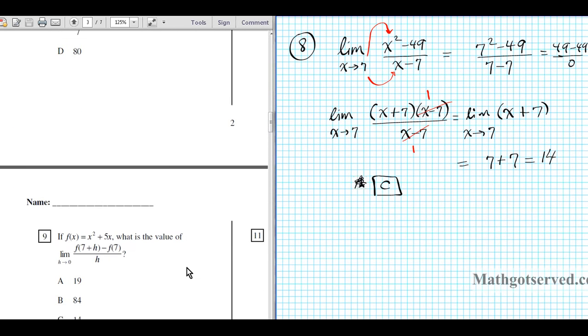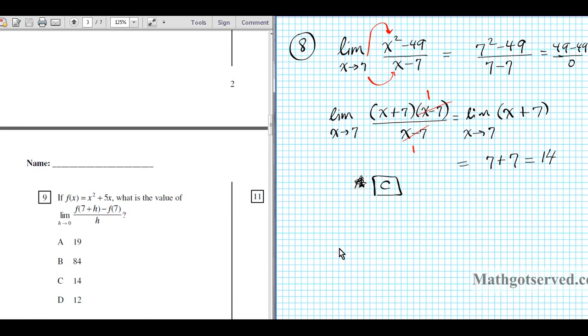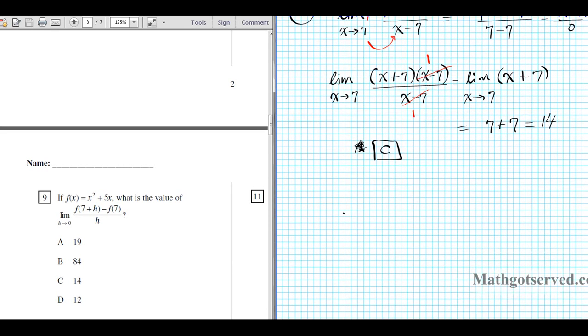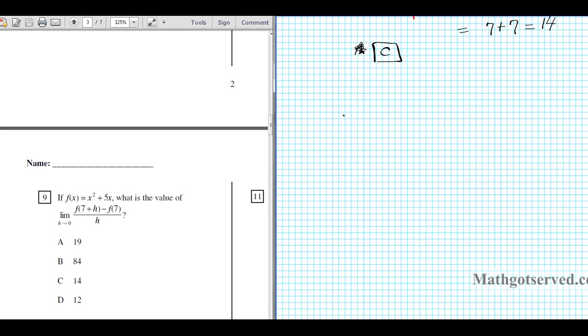Question 9. It's another limit problem. So we have to find the limit as h approaches 0 of f of 7 plus h minus f of 7 over h, if f of x equals x squared plus 5x.